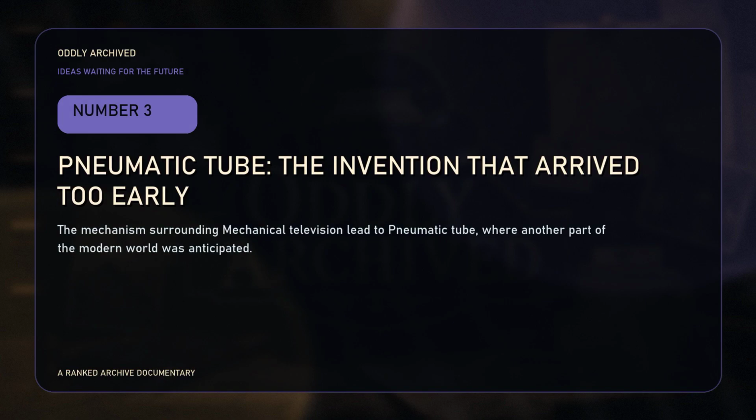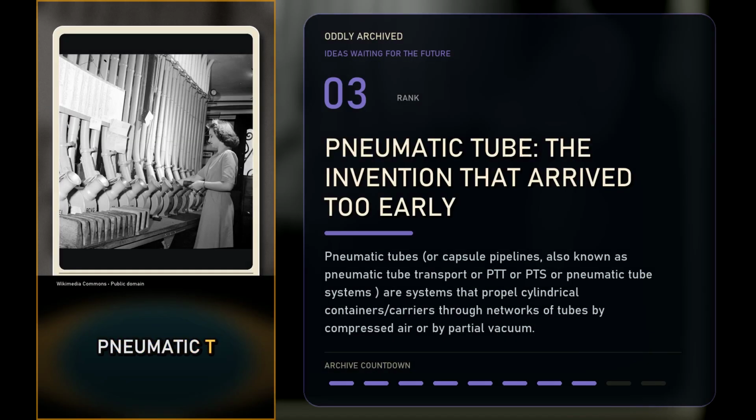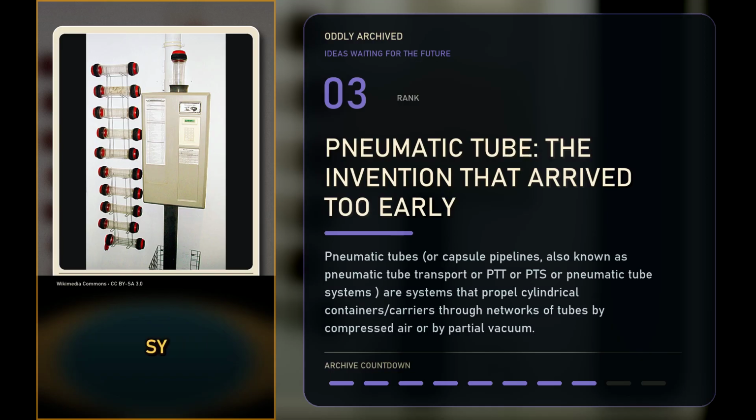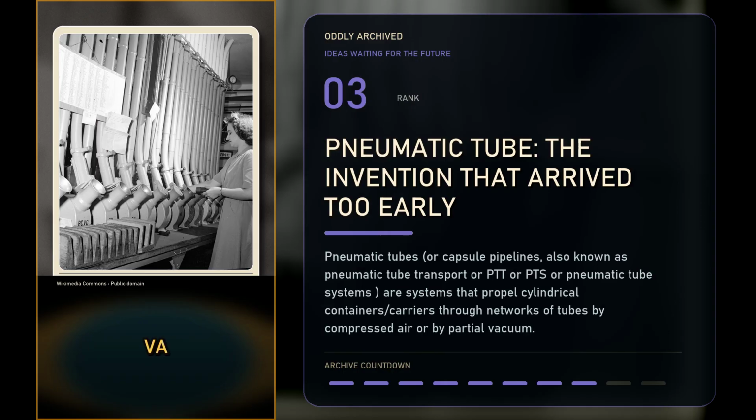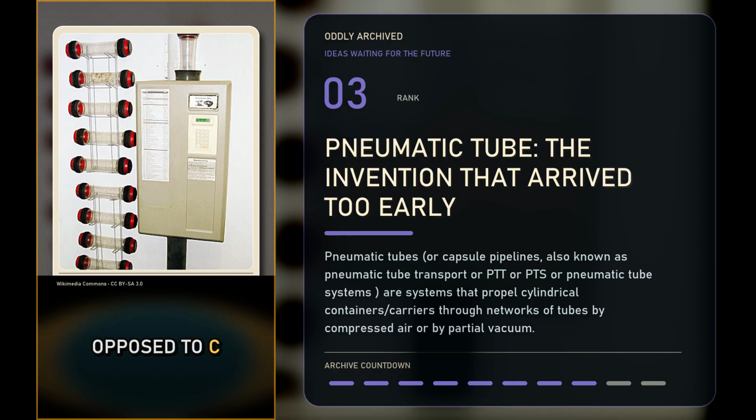At number 3, pneumatic tube, the invention that arrived too early. Pneumatic tubes, or capsule pipelines, also known as pneumatic tube transport or PTT or pneumatic tube systems, are systems that propel cylindrical containers, carriers, through networks of tubes by compressed air or by partial vacuum. They are used for transporting solid objects, as opposed to conventional pipelines which transport fluids.